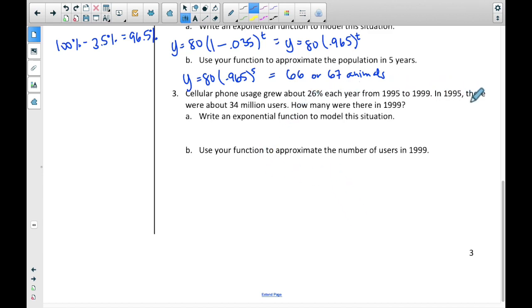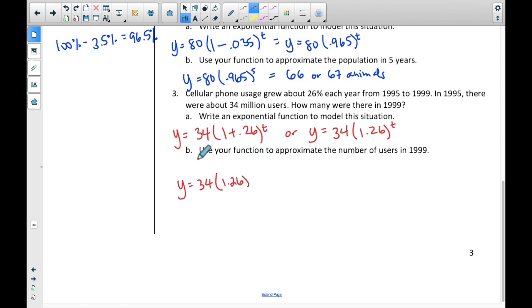Take a look at this and think about how you're going to come up with an equation for that. Pause it here and come up with an equation. Okay, your equation should be something like y equals 34 times 1 plus 0.26. It's going up by 26%. Or you can write it in a simplified form and just call it 34 times 1.26 to the t power. Now we need to figure out what to put in our exponent. Well, if it went up from 1995 to 1999, how many years is that? That's 4 years. Take a second to put that in your calculator and see what you come up with.